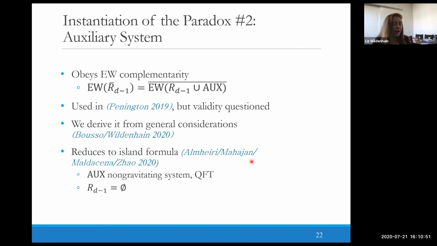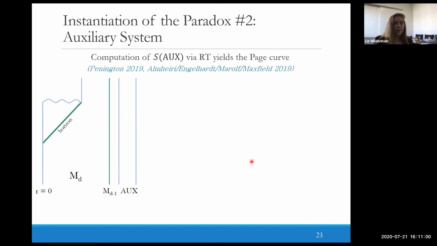So given that we have the appropriate RT prescription to apply to this system, we can now ask what the entropy is in the auxiliary system and see if it behaves as you expect from unitarity. And that's what these papers did. And the result is that they find that the entropy does in fact follow the Page curve.